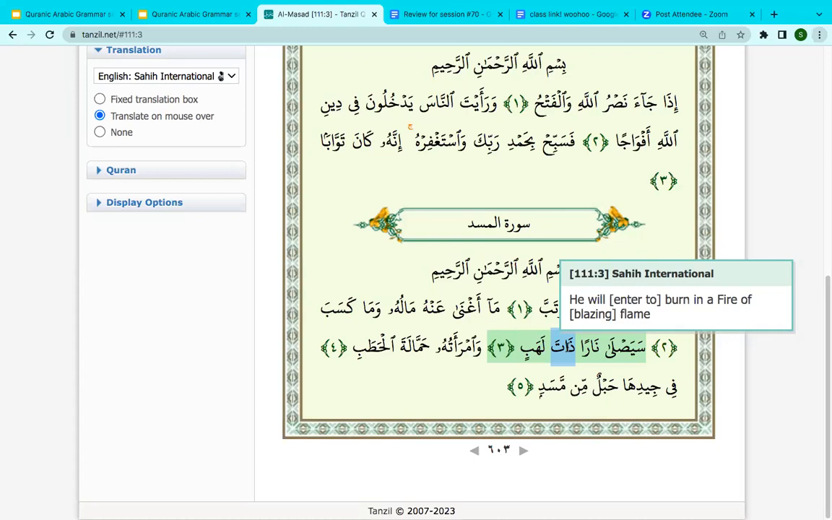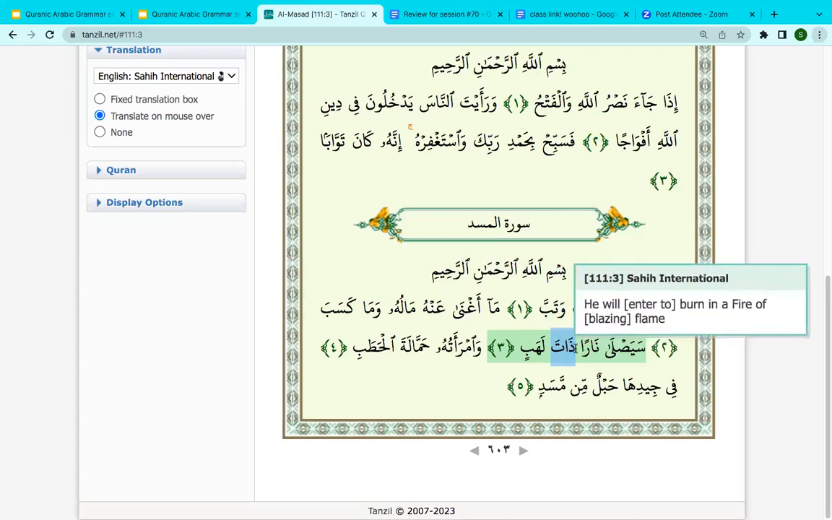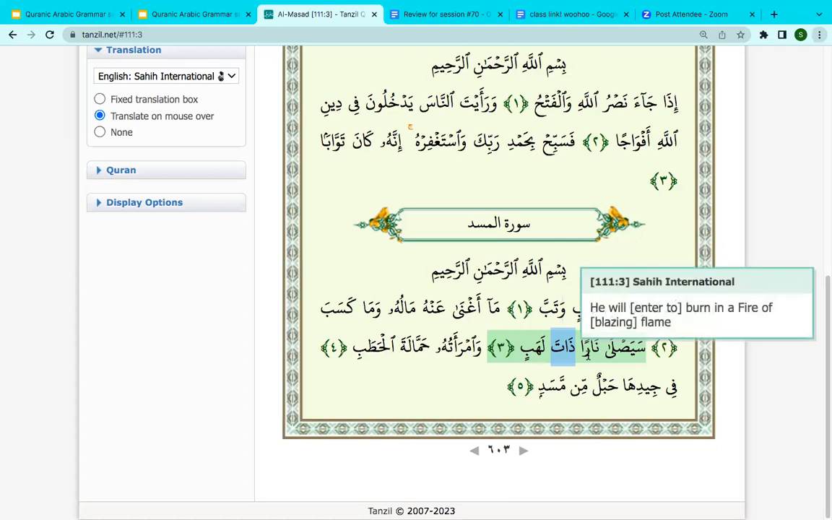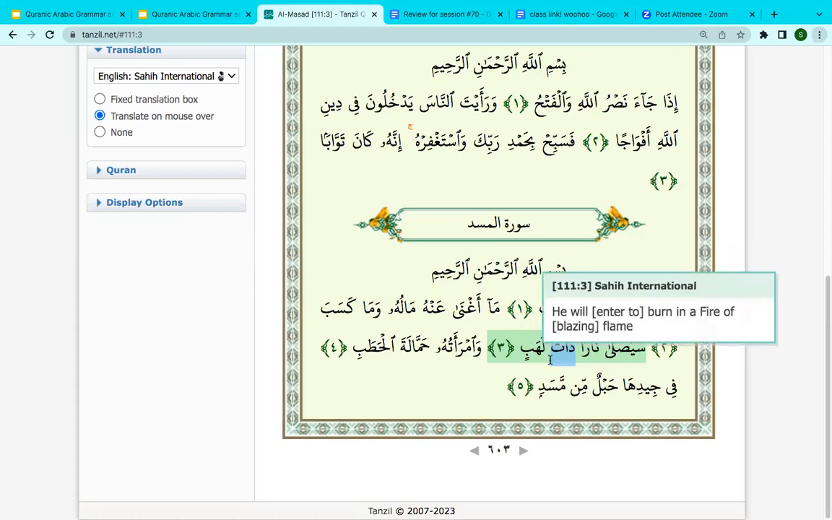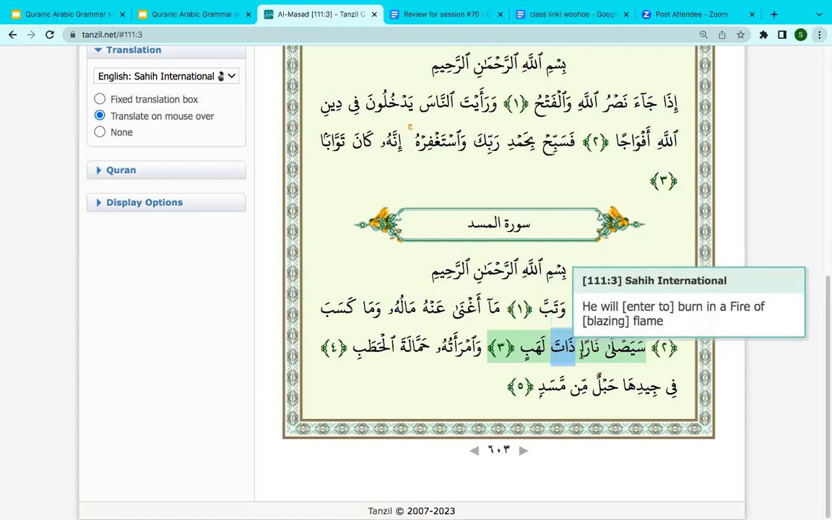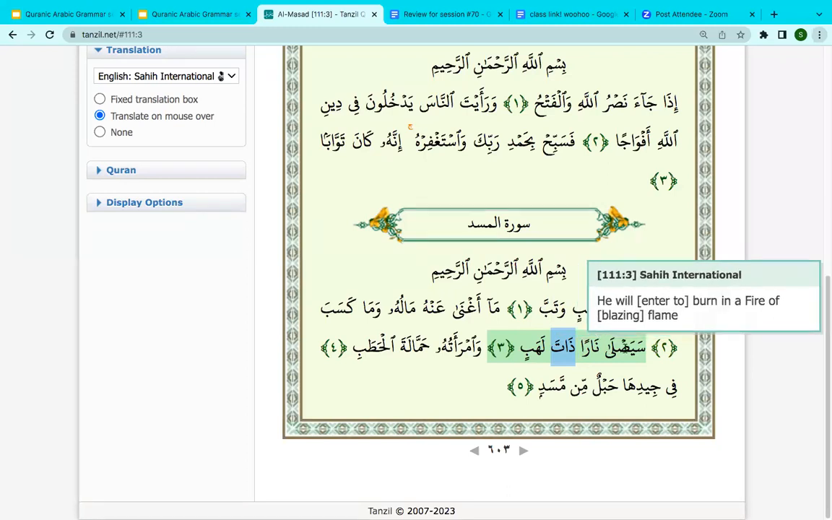Oh, Zata Lahab, are you talking about? No, no. Zata Lahab is a sifa for Naran. So wherever Naran is going to go, Zata Lahab is going to follow it, right? Because they're connected. You cannot disconnect them. Once you made the connection, just remember, it's going to remain connected, okay?